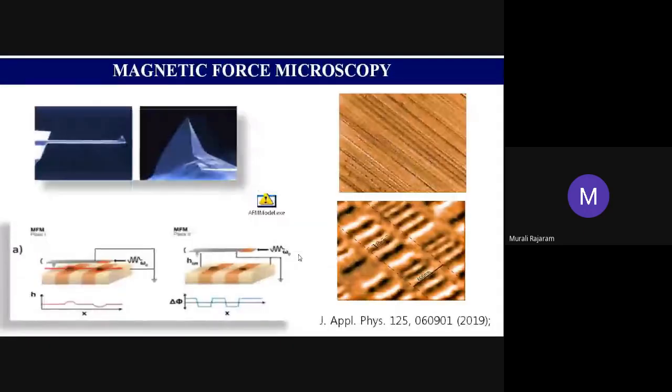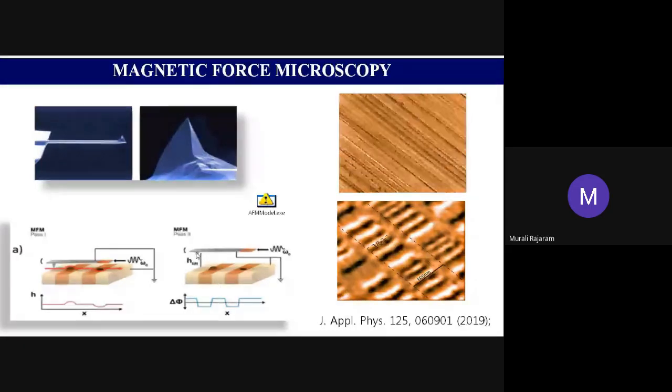Okay. This is the magnetic force microscopy. This is a special case of atomic force microscopy. You can change the tip to a magnetic tip. If there is a magnetic coating on the tip of the AFM, then you can do magnetic force microscopy. So this is the magnetic force microscopy image of your disk, CD drive. These are all 0, 1 bits, which are all magnetically driven.